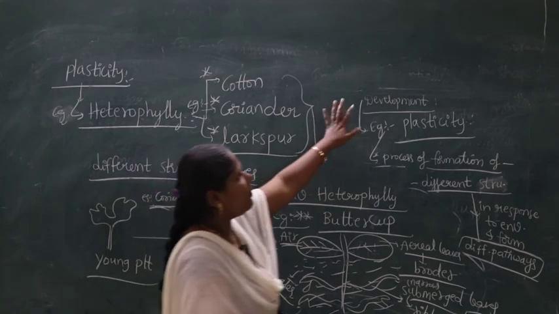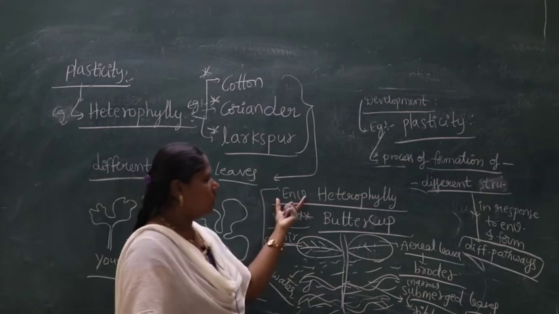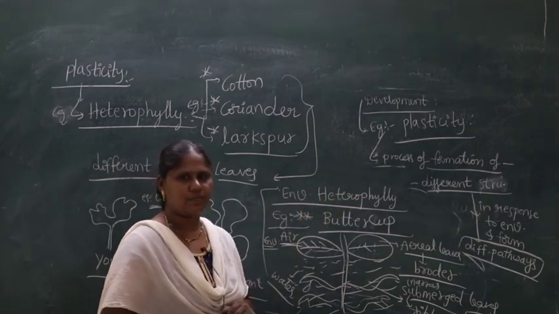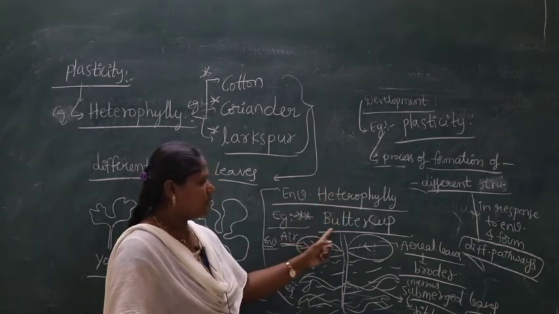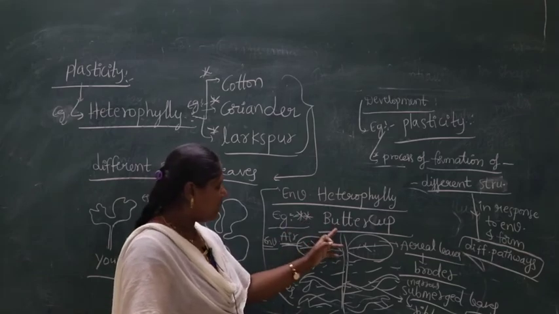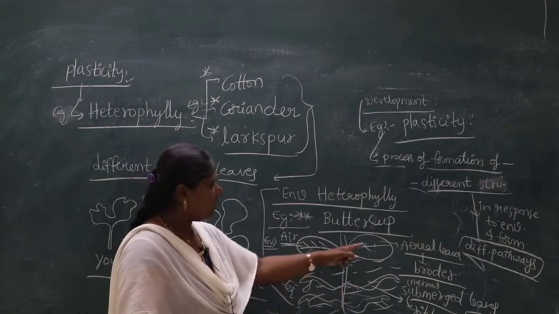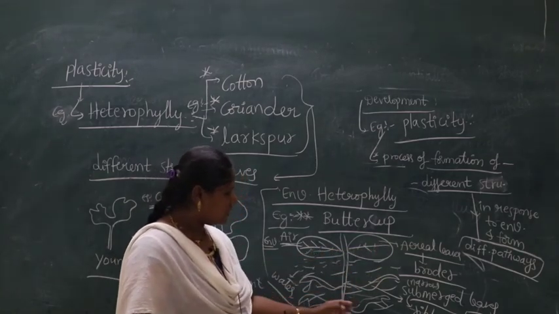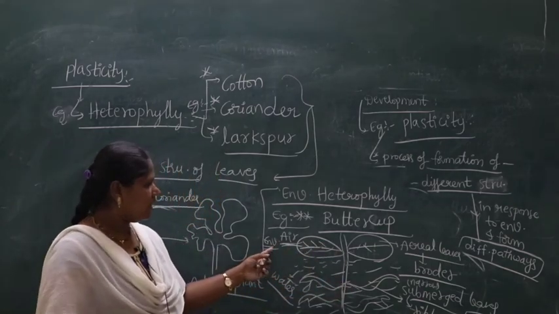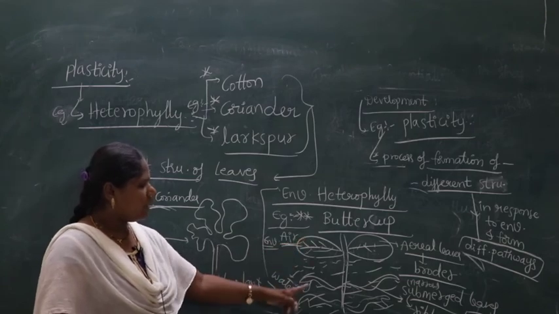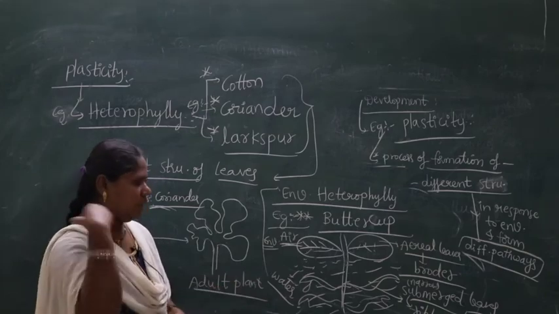Plasticity is a good example of a developmental process. Sometimes in some plants you call it environmental heterophylly. Why? For example, take buttercup. Some leaves are aerial, some leaves are submerged in water. Aerial leaves are broader and submerged leaves are ribbon-like and narrow. This difference is because of changes in the environment. Leaves are broader in air and narrow in water. This is an example of environmental heterophylly.